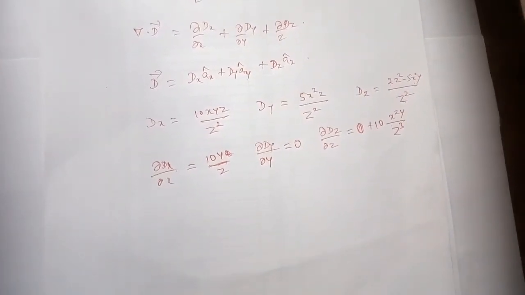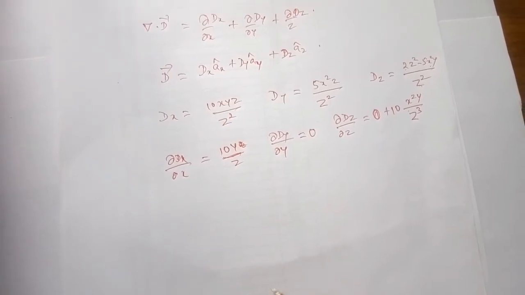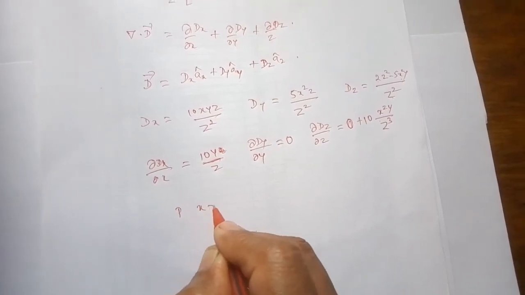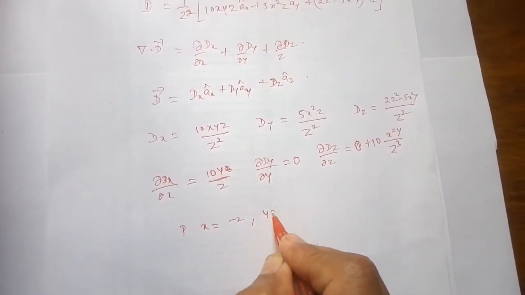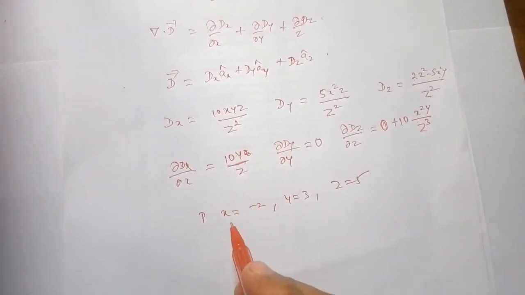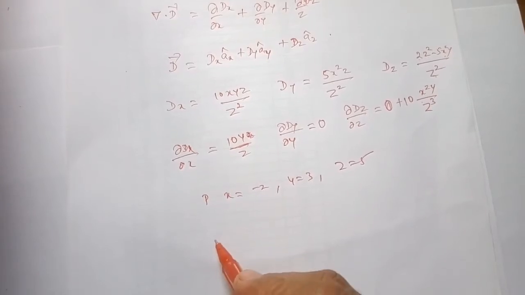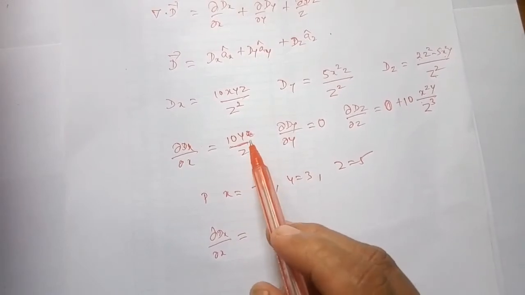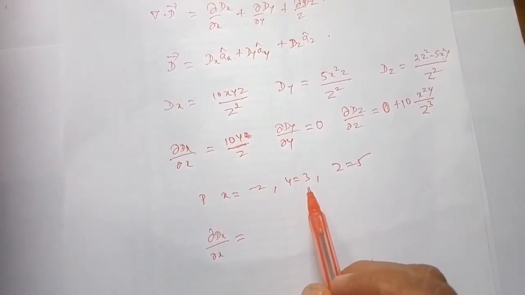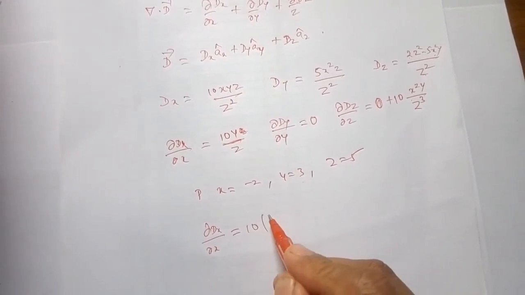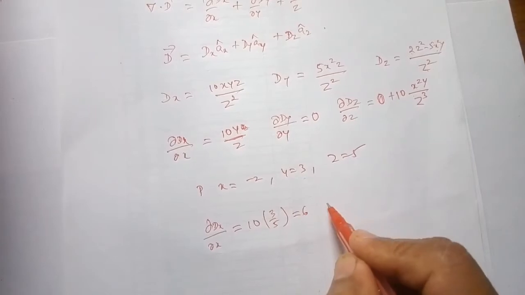Alright, so as per data we have to find out at point P, that is x is equal to minus 2, y is equal to 3 and z is equal to 5. So let us try to find out that. Let us substitute the values. So at this point ∂Dx/∂x is equal to, y is 3 and z is 5. So therefore it is 10 into 3 by 5, that's equal to 6.